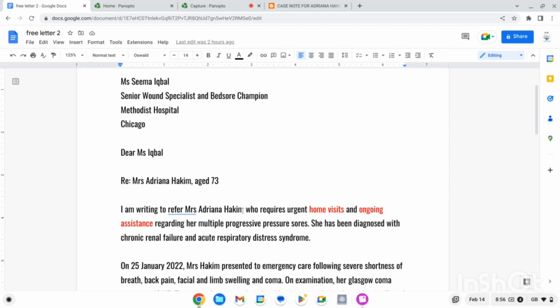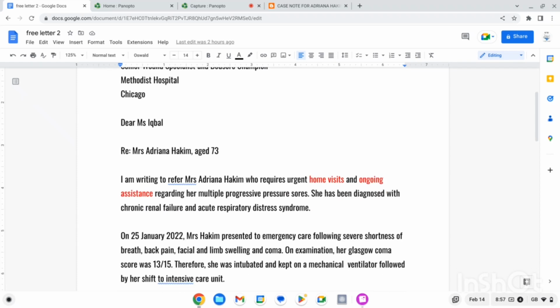So it should be an immediate care, and it should be followed by what has happened to the patient directly, because it's an emergency case, so you need to explain it in the second paragraph itself.